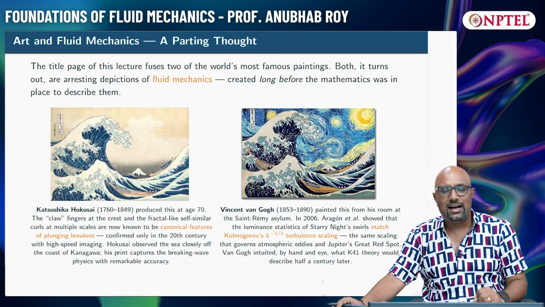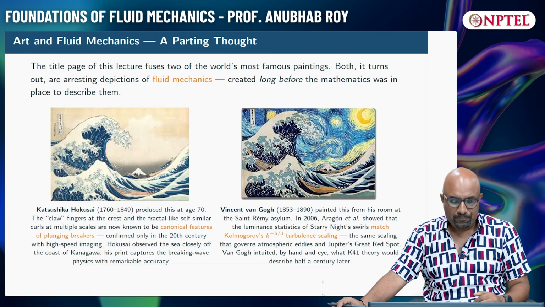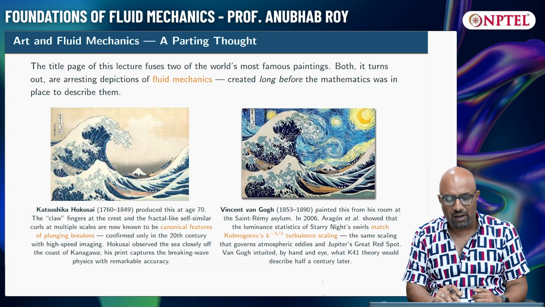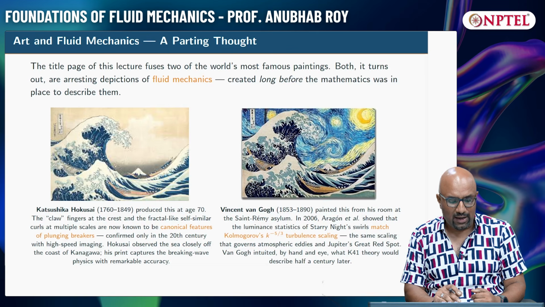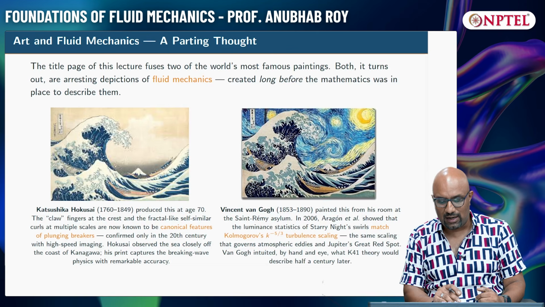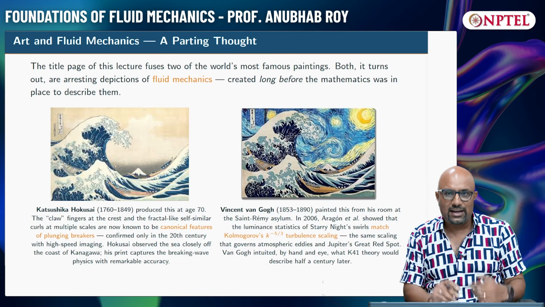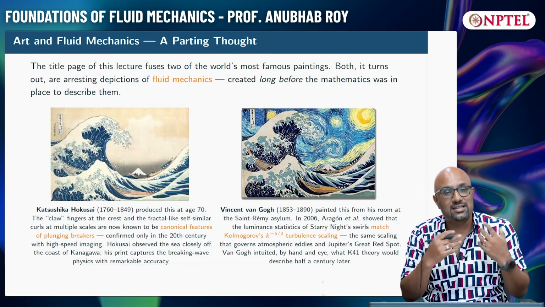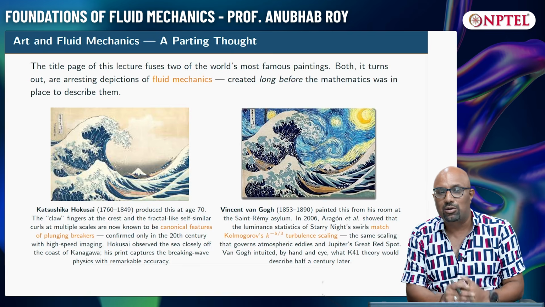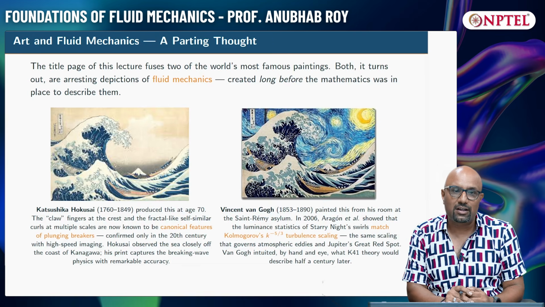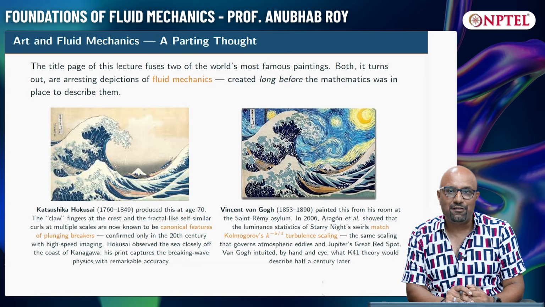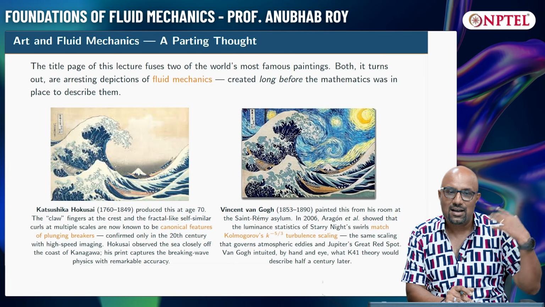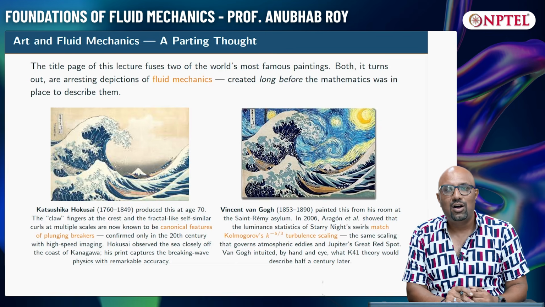The first slide that I had in the background was a fusion of two very famous paintings. One by Hokusai, which is the Great Wave picture, and the other is Vincent van Gogh's Starry Night. The reason why I chose these two pictures is that they are fascinating from a fluid mechanics point of view. People have actually studied them as fluid mechanics problems, even though the artist may not necessarily have thought of it that way. Hokusai's Great Wave has this fractal self-similar structure of the wave breaking.